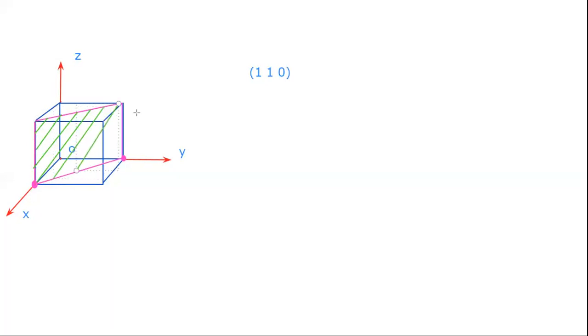Anybody having any doubt in this? No, sir. So same, how do you draw 1 0 1? This is the 1 1 0 plane. Then how do you draw the 1 0 1 plane?